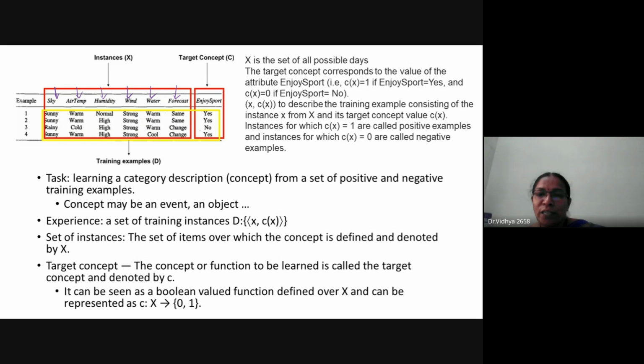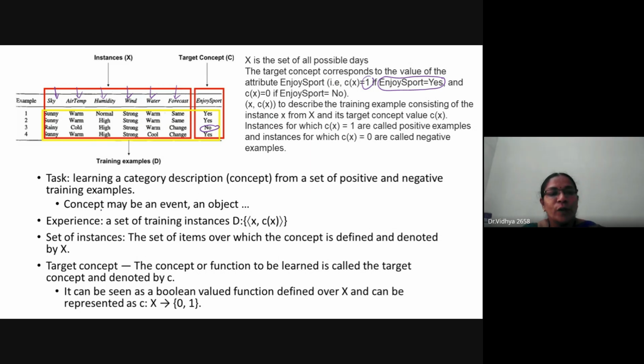The enjoy sport gets value 1 when the enjoy sport decision is yes. That means how we are able to arrive at this yes result based on these 6 attributes. Similarly, the enjoy sport can also get the value no, based on the negative value with the hypothesis.